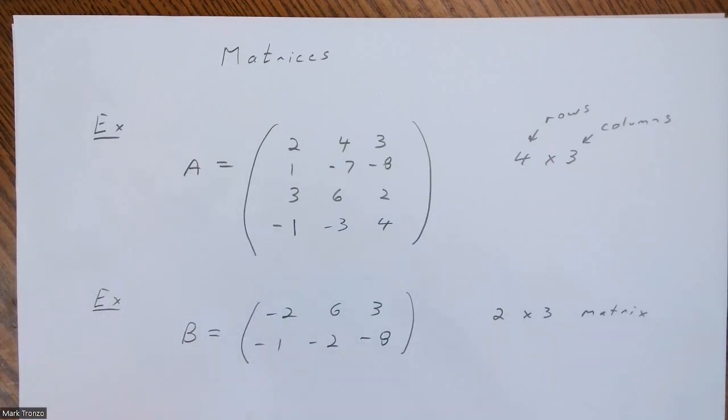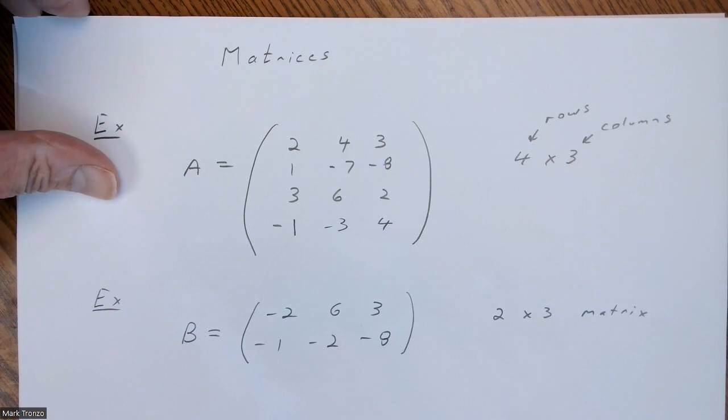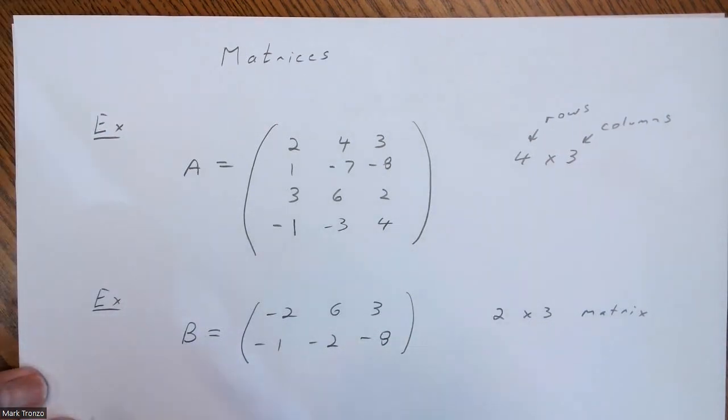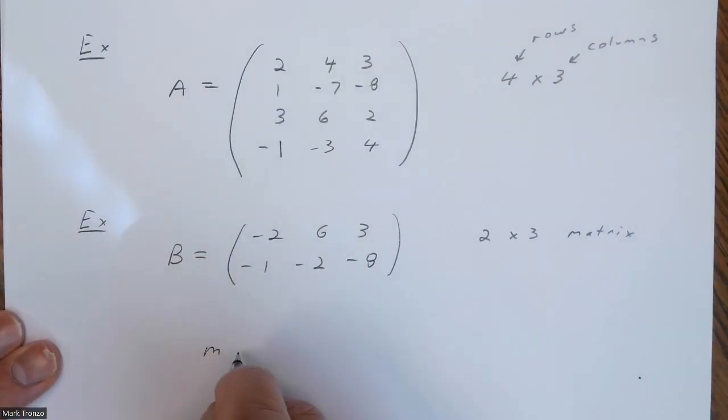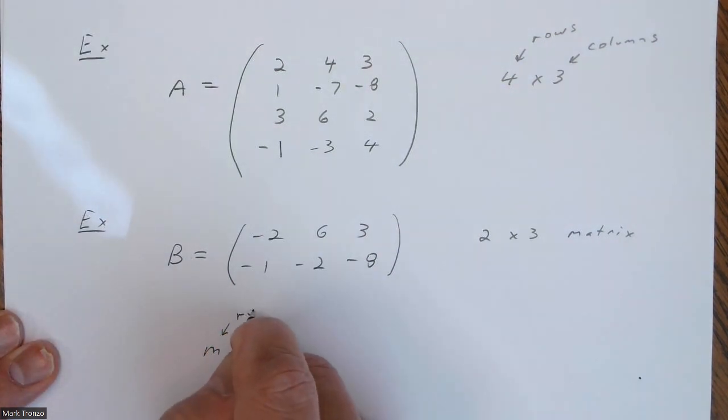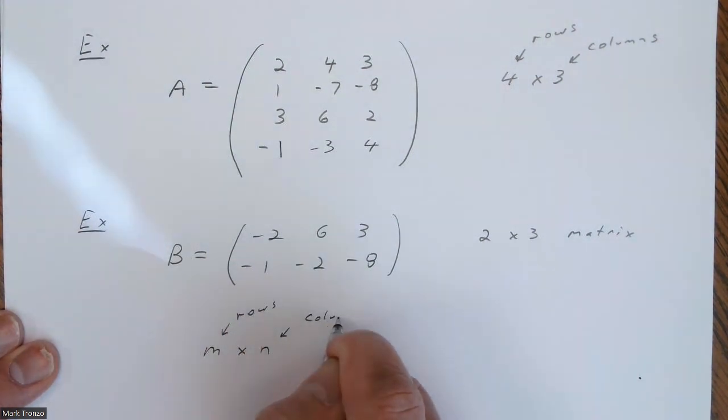And usually, not always, but usually matrices are designated by capital letters. And when they're described, the size is usually given in the form M by N matrix. Again, the first one is always the number of rows, and the second one is the number of columns.